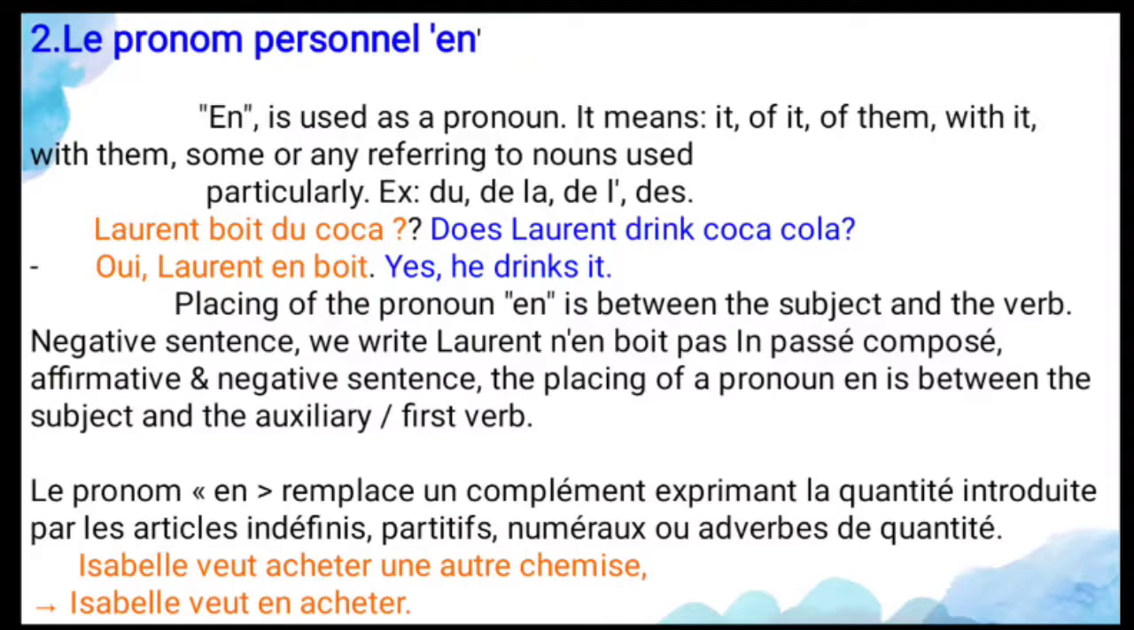In passé composé, affirmative sentence and negative sentence, place the pronoun en between the subject and the auxiliary verb first. So for the passé composé, it has to be placed in between the subject and the auxiliary verb. Auxiliary verb is être or avoir only.